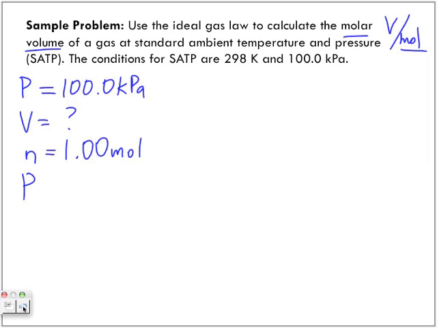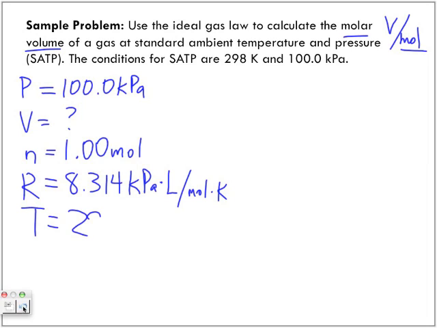All right, we've got an R value, which is 8.314. That's the constant we have to memorize. Kilopascals liters per mole Kelvin. And our temperature, which is 298 Kelvin. There's nothing we need to convert.